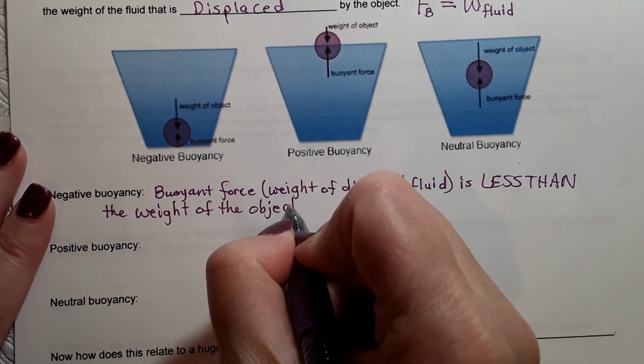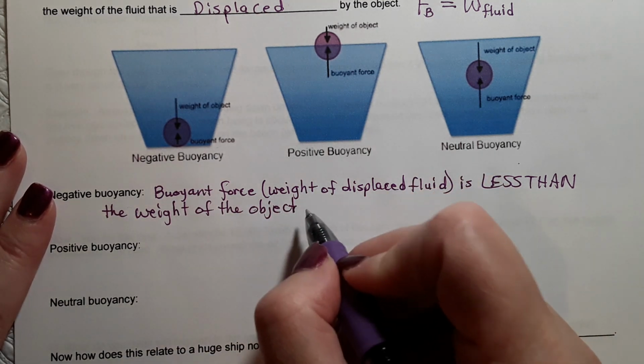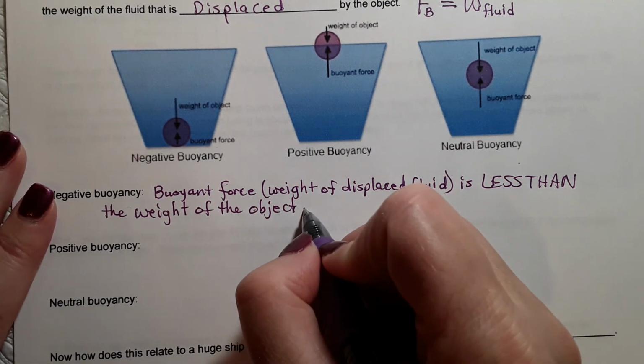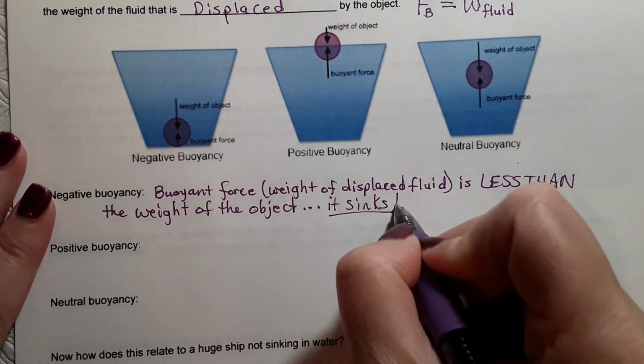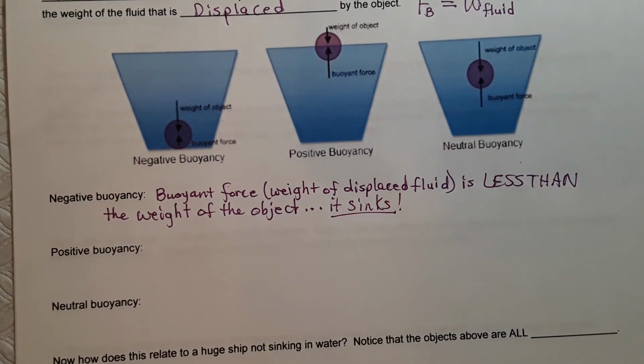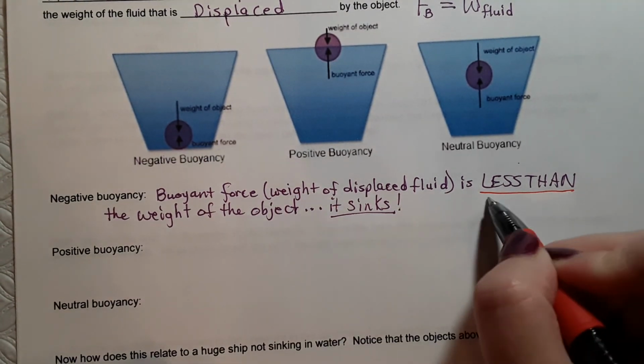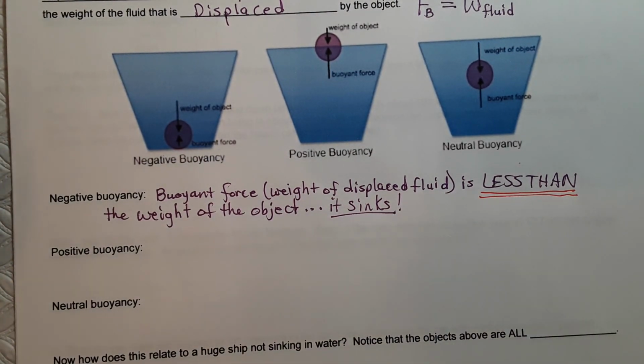This means that the buoyant force isn't big enough to support the weight of the object, so it sinks. All right? And I'm going to underline less than in red because that's very important.